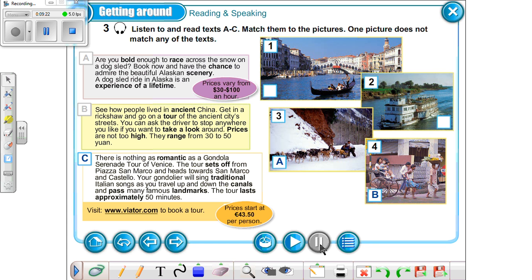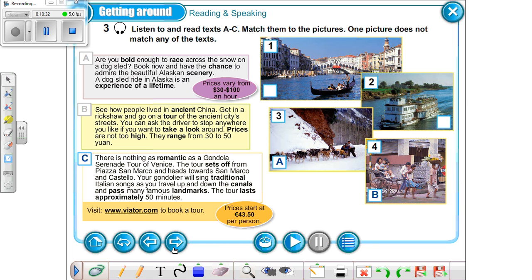Okay, there is nothing as romantic as a gondola serenade tour of Venice. Venice is a town in Italy. Gondola is a kind of long narrow boat. The tour starts from Piazza San Marco and heads towards San Marco and Castello. Your gondolier, the man who drives the gondola, will sing traditional Italian songs. Traditional means relating to the traditions and cultures there. As you travel up and down the canals and pass many famous landmarks, what is the meaning of landmarks? Landmarks are buildings or structures of great historical importance. The tour lasts approximately 50 minutes. It takes about 50 minutes.